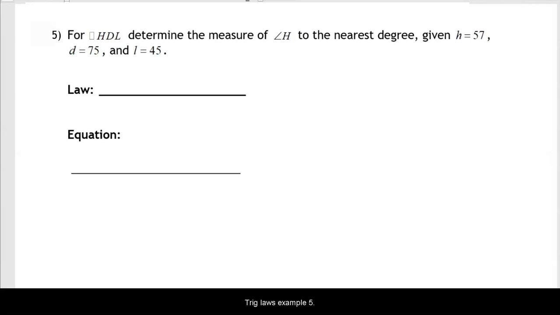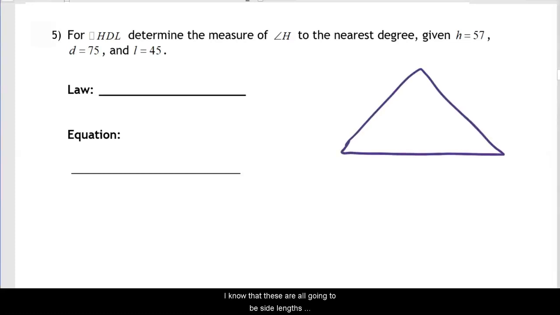Trig Laws Example 5. For triangle HDL, determine the measure of angle H to the nearest degree, given h equals 57, d equals 75, and l equals 45. For this one, since we don't have an image or a picture of our triangle, we're going to need to draw our own. I know that these are all going to be side lengths since they have lowercase letters.